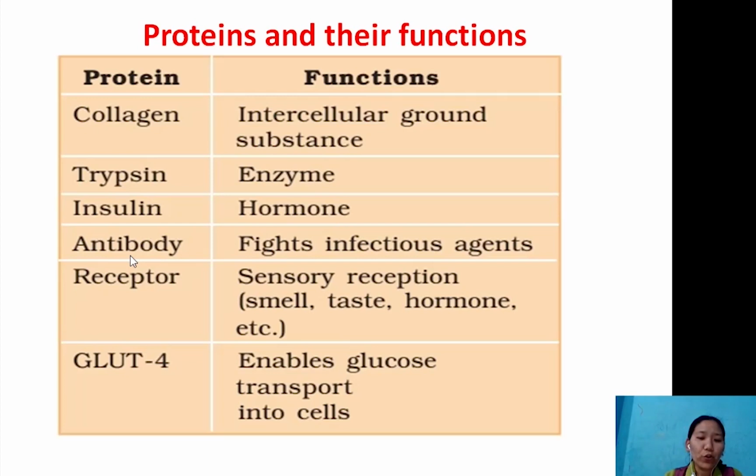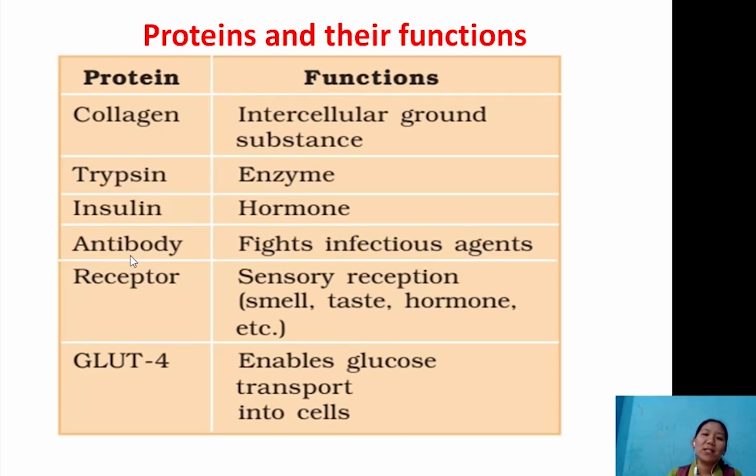Next is GLUT4. GLUT4 enables glucose transport into the cell so that the cell can break down the glucose to obtain energy, or it can be used to build up and store the glucose in the form of glycogen. So these are some of the proteins and their functions.